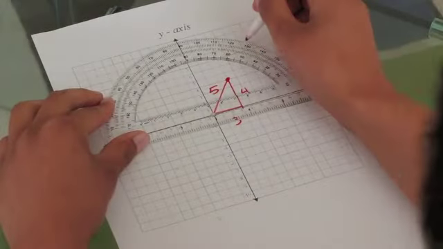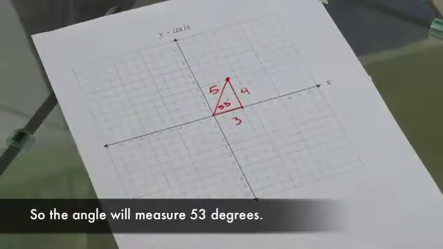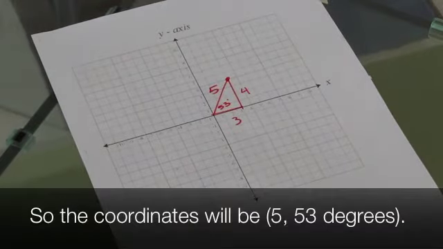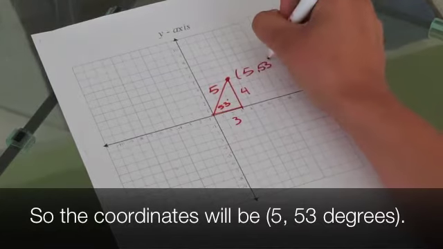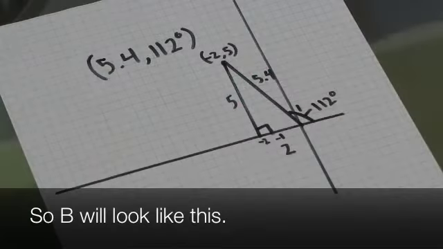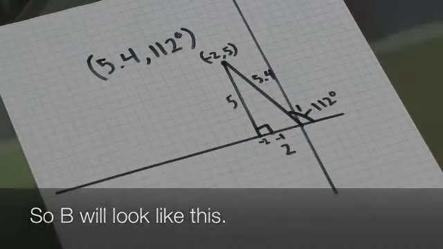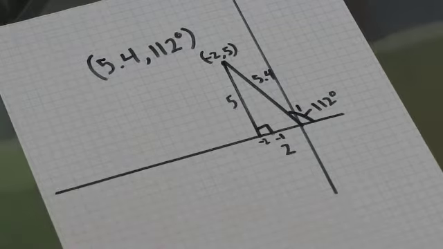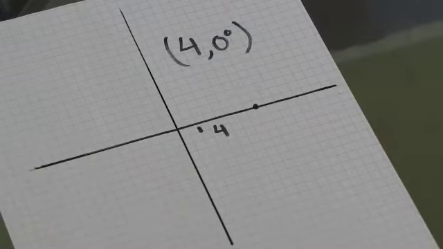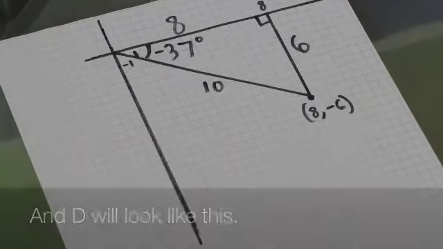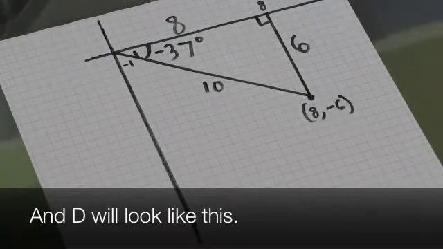Use a protractor and measure the angle of the triangle. So the coordinates will be 5, 53 degrees. So B will look like this. C will look like this. And D will look like this.